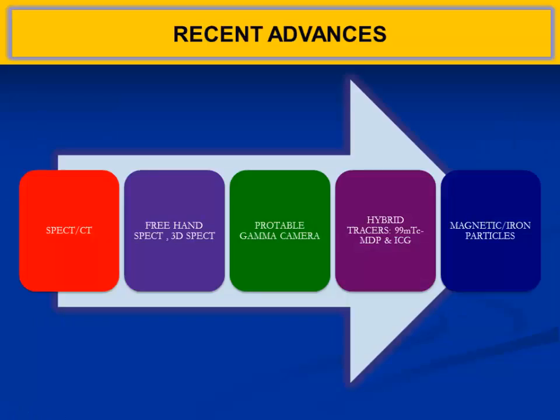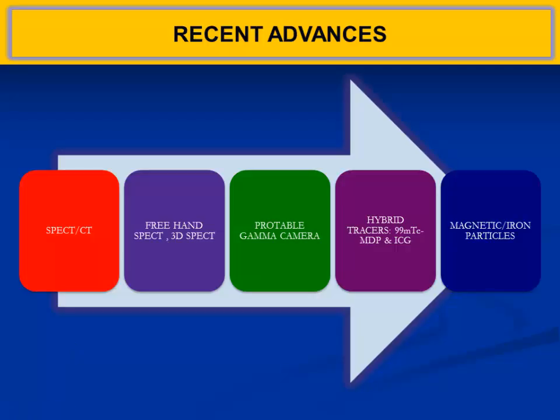Recent advances in sentinel node imaging include SPECT CT, and also now they have a freehand SPECT or a 3D SPECT, which a surgeon can use in the theater. Sometimes we inject the patient, actually we are doing a study looking at how soon we can pick up nodes in the neck. So I inject the patient in the theater. Within 5 minutes, using a freehand SPECT device, the surgeon can tell if it's in level 2 or 3.